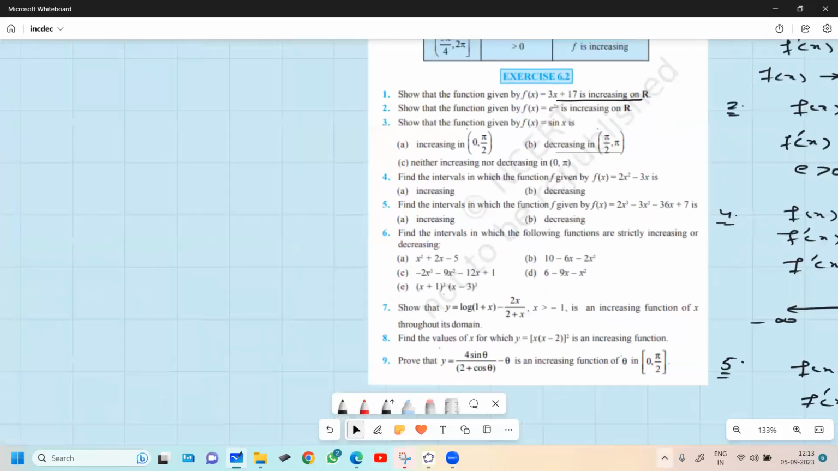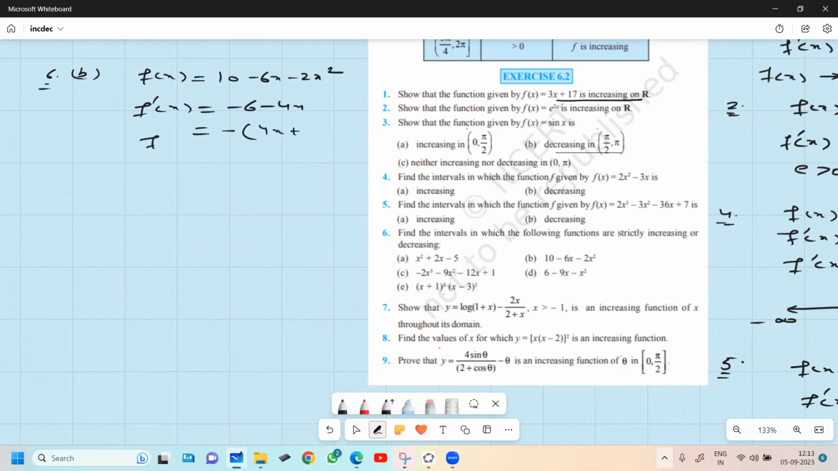Now come to question number 6, first part. Let me do the second part, B part, because I have to take negative common over here. Then it will be clear how we will start with negative. 10 minus 6x minus 2x squared. So f dash x is minus 6 minus 4x. If I take the common, it will be minus, so 4x plus 6, right? If I make f dash x 0, it will be 4x plus 6 is equal to 0. So x is equal to minus 3 by 2.